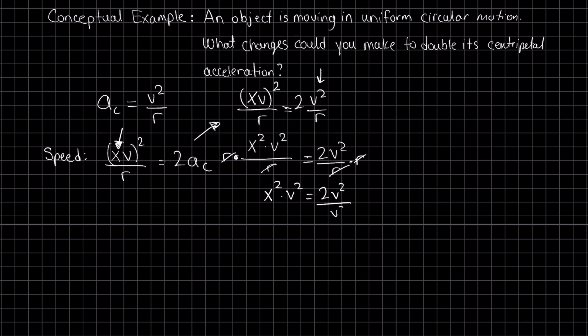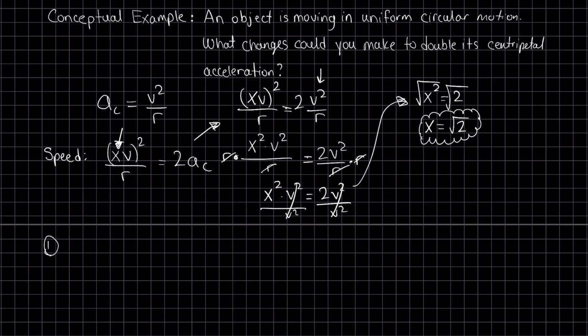If I divide by v squared on both sides, then they cancel out. Continuing my work over here, I get that x squared is equal to 2. If I want to figure out what the value x is, I need to take the square root on both sides. Turns out I have to multiply my speed by a factor of the square root of 2 in order to double my centripetal acceleration. So one way to double the centripetal acceleration is to increase speed by a factor of square root of 2. So if I multiply the speed by the square root of 2, I'm going to double my centripetal acceleration.